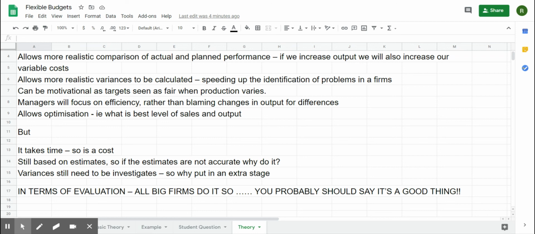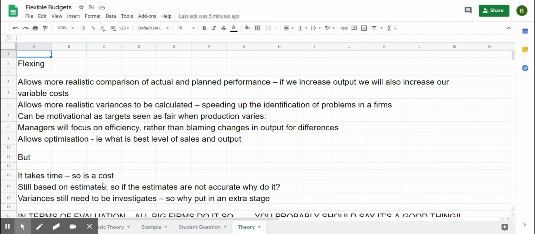In evaluation, my experience, I've worked for 2 multinationals, and both of those use a form of flexed budgets. Maybe neither of them exactly in the same way that you get taught at A level, but nevertheless, it is something that happens, and therefore I think overall, most businesses seem to use it. Overall, you'd probably say it is a good thing. The advantages do outweigh the disadvantages.